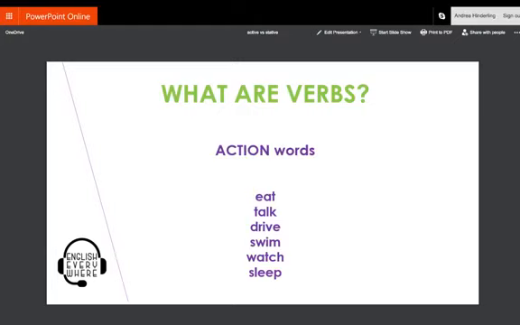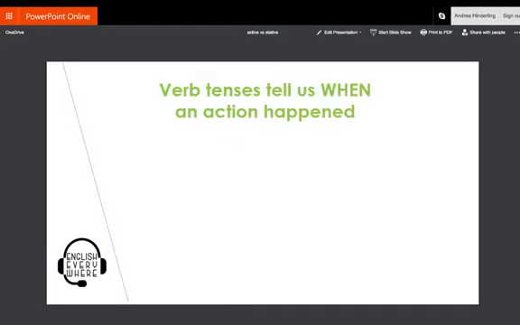They're all action words. Some of them are more active than others. For example, swim is a more active action word than sleep, for example. One of my favorite things to do. But even though sleep does not seem like you're being very active, it's still an action, even though it's a very chill action. Okay? So verbs are action words. And verb tenses tell us when an action happened. Okay? So it's the tense of the verb, the time, that tells us when an action happens.